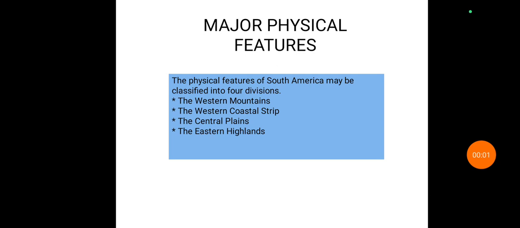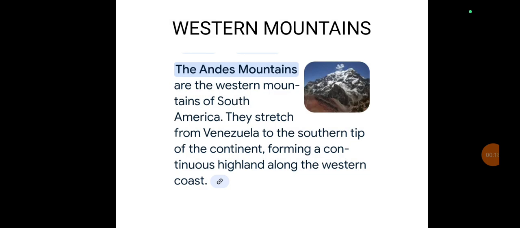Now, let's learn about the major physical features of South America. The physical features of South America may be classified into four divisions, namely the Western Mountains, the Western Coastal Strip, the Central Plains, and the Eastern Highlands. Let's learn about the Western Mountains.